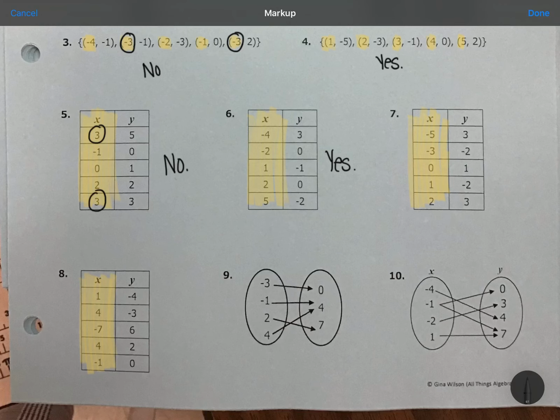Number 7, and again, you can pause this video and see if you can determine if they're functions or not without me telling you beforehand. This one is a function, and this one's got 4's that repeat, so it's not a function.